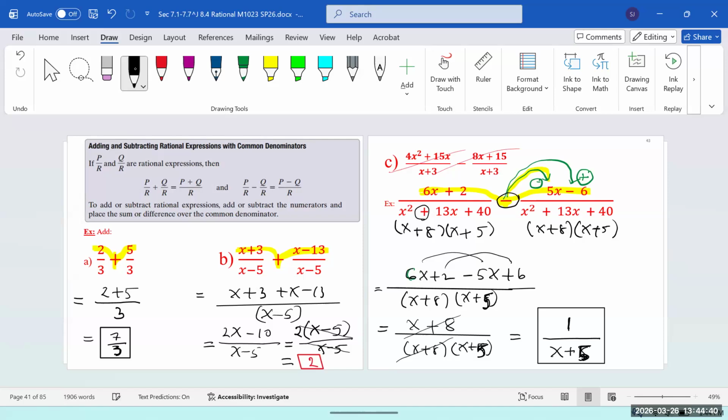Something is wrong with me. It should be x plus 5.